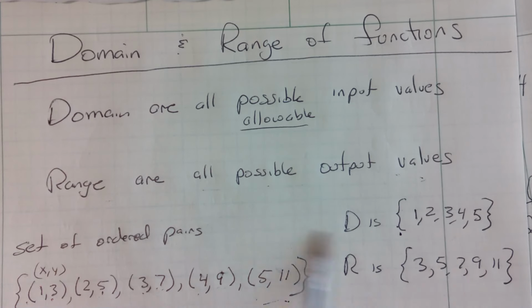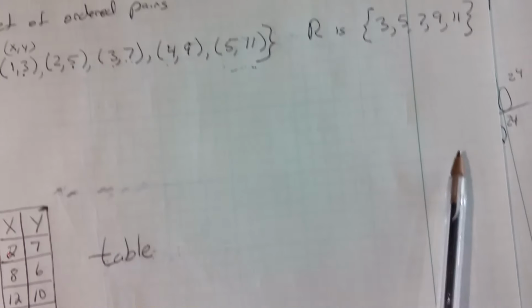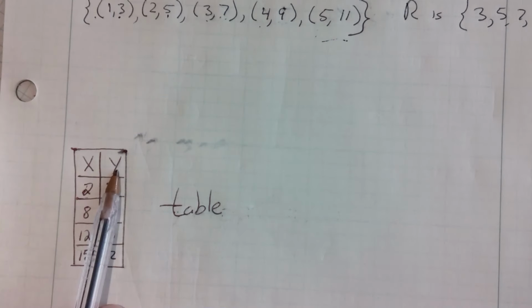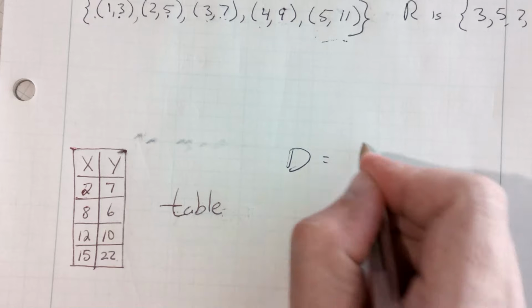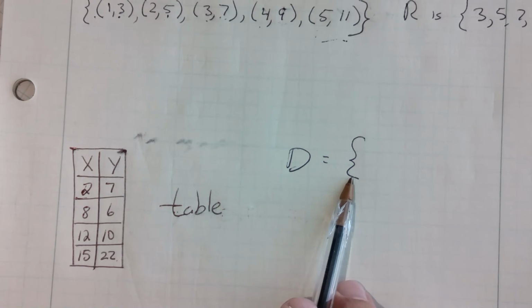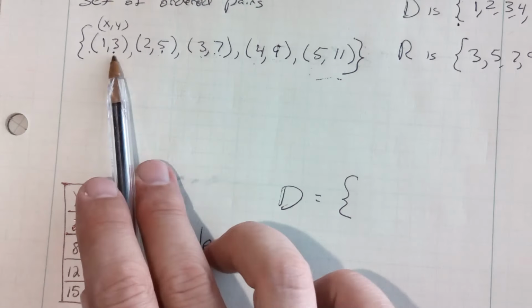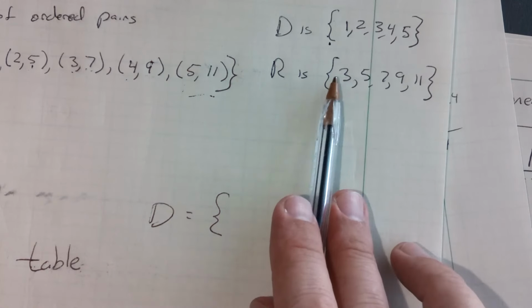Now, there are many ways to represent functions. This is just listing them as a set of ordered pairs. We could also do a table where they say, okay, here's my x, here's my y, so here's my inputs, here's my outputs. 2's paired with 7, 8's paired with 6, 12's paired with 10, and 15's paired with 22. So if we wanted to find the domain, and normally when you write domains and ranges, you want to write them in ascending order, from least to greatest. You don't necessarily follow the table or the set of ordered pairs. These ones already happen to be in ascending order. So you notice over here, they go up 3, 5, 7, 9, 11.